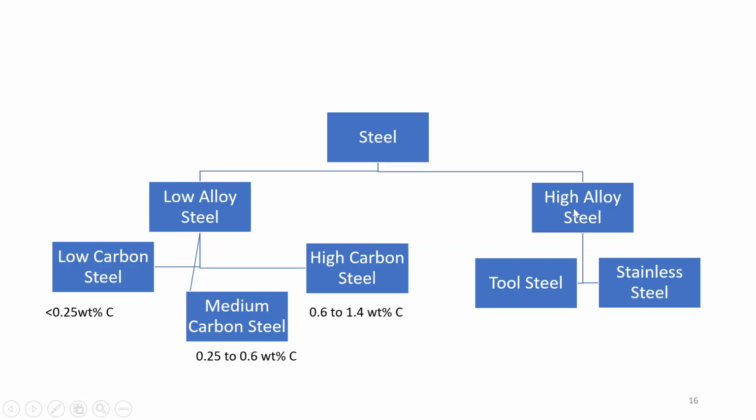Then in the case of high alloy steel, you have tool steels and also stainless steels. In the case of stainless steel, you have around 11 to 12% chromium in it, and 6 to 7% nickel also in it.